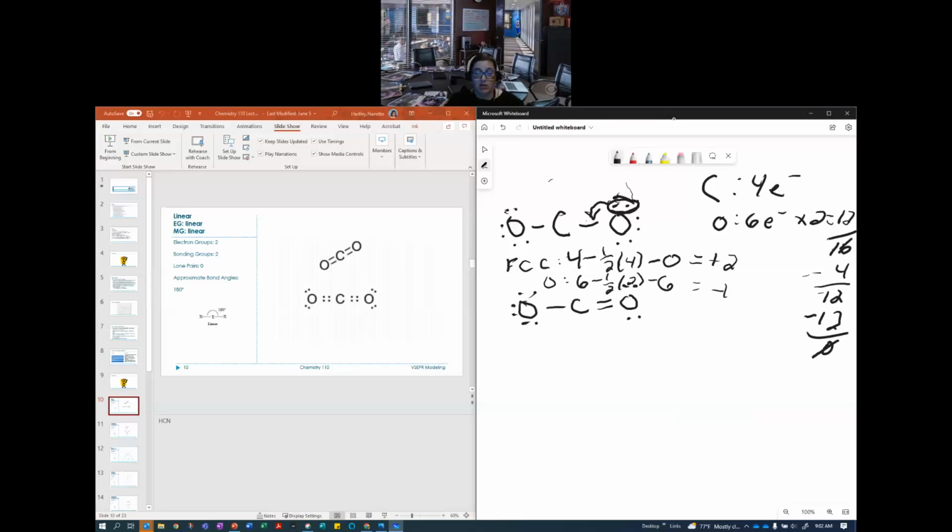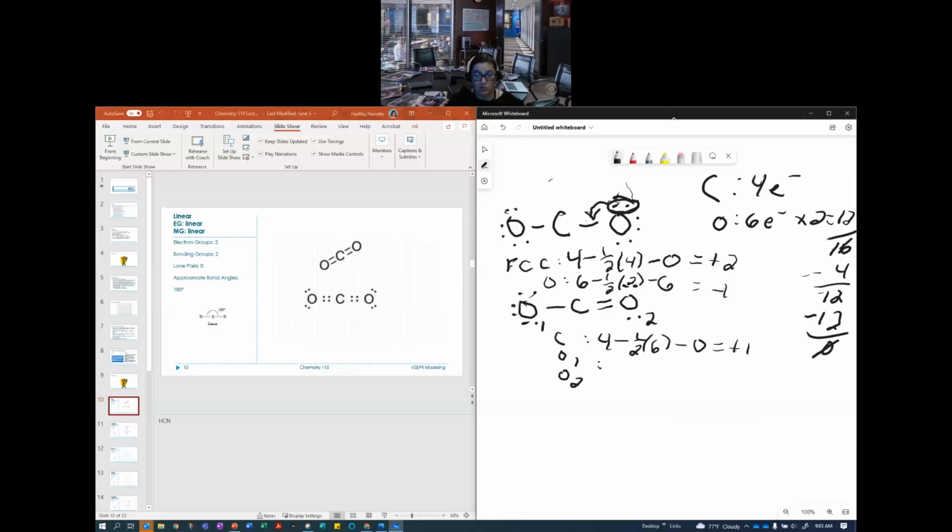If we do the same here, I'm going to label this just so we can tell the difference. This is oxygen 1 and oxygen 2, I apologize. We're going to do our formal charge. Again, carbon is 4 valence electrons. We're going to subtract half of the 2, 4, 6 that are in the bonds, which gives me 3, and there are no nonbonding, so I then have a charge of +1.